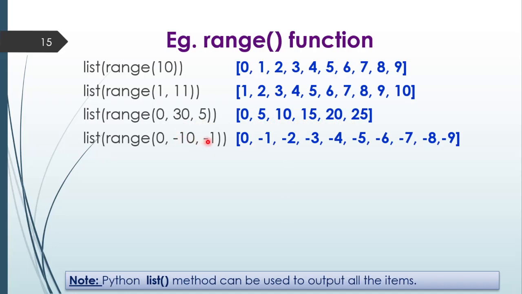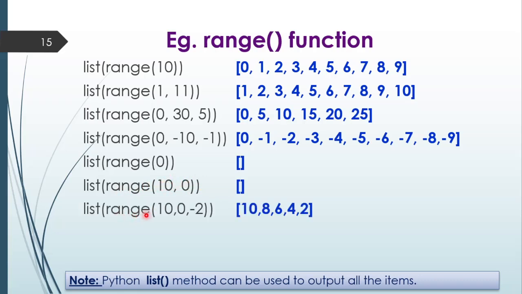Next, 0, -10, -1. Here the starting value is 0 and minus 1 is the step value. So after 0, minus 1, then minus 2, minus 3, up to minus 9 will be displayed since minus 10 is the stop value. Then list of range of 0 will generate an empty sequence. Then list of range of 10, 0. This also generates an empty sequence because the start value is greater than the stop value.